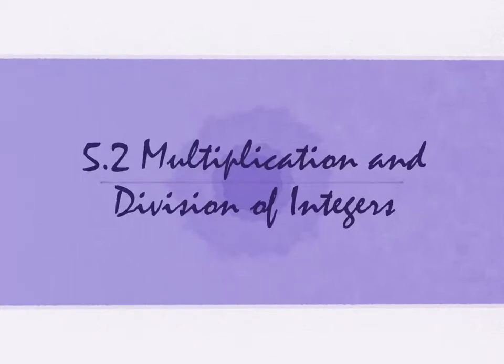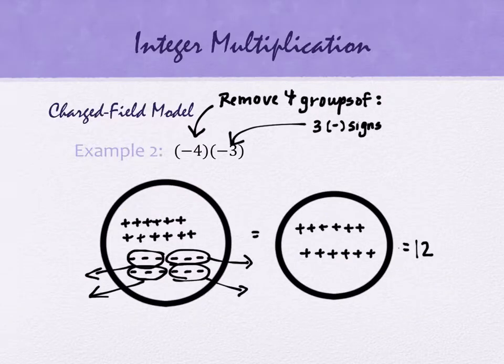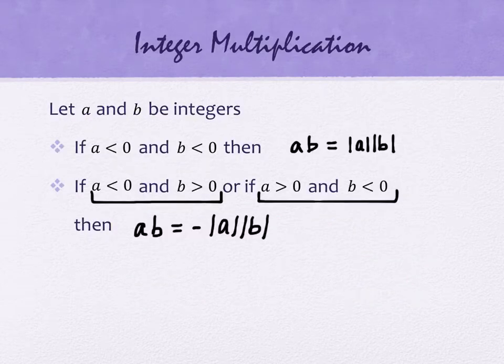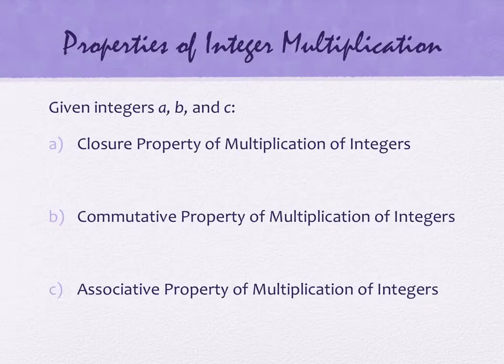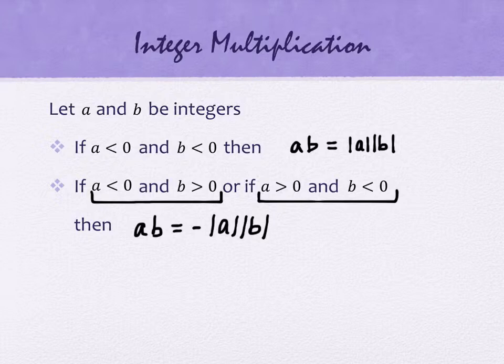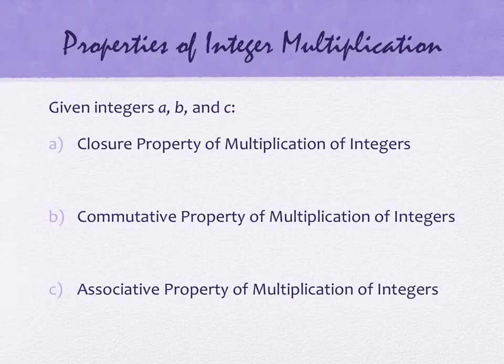All right, section 5.2, multiplication and division of integers. We started this section last time. We had gone through the models of multiplication and talked a little bit about what multiplication was. We talked about what integer multiplication looks like with positive and negative numbers specifically and how they're related. And then we were on to the properties, which are theorems, basically, of integer multiplication.